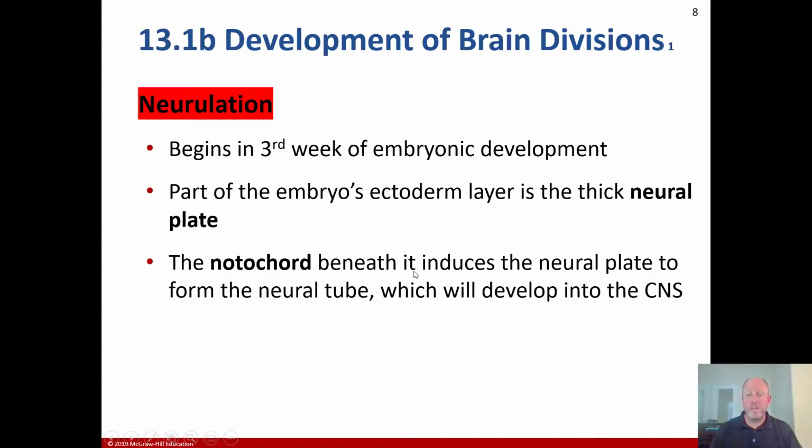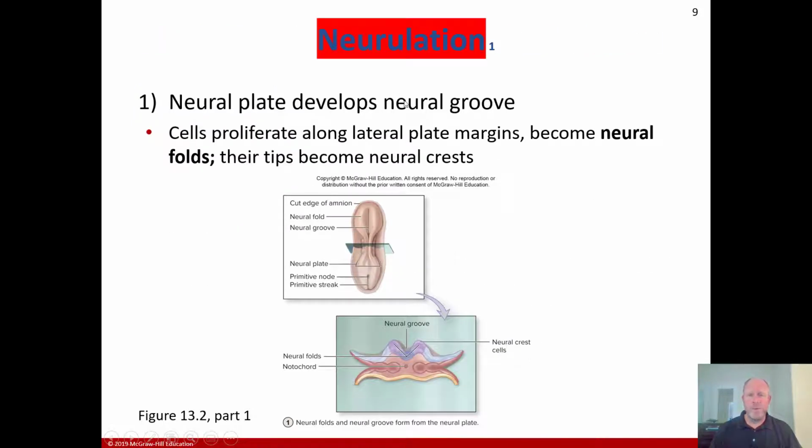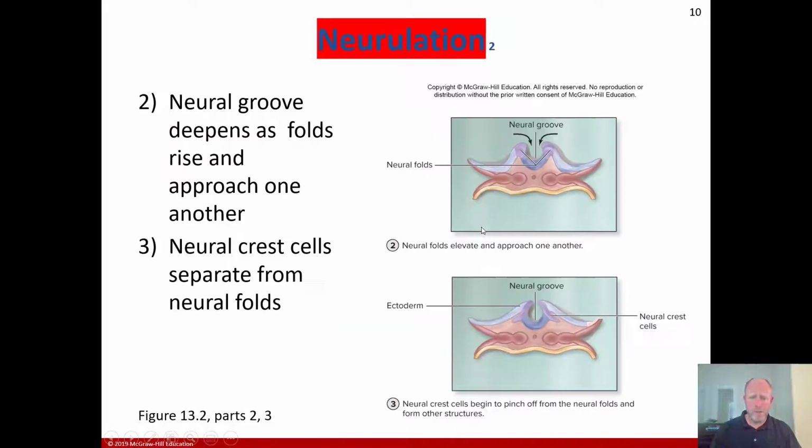The notochord beneath it induces the neural plate to form the neural tube, which develops into the CNS, central nervous system. The neural plate develops the neural groove, and cells proliferate along these lateral plate margins. They become neural folds, and their tips become neural crests. I'm not going to go into great detail with that for the moment. Just go into the basic steps here.